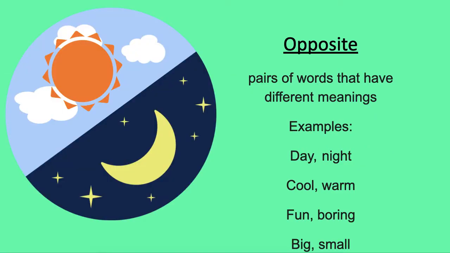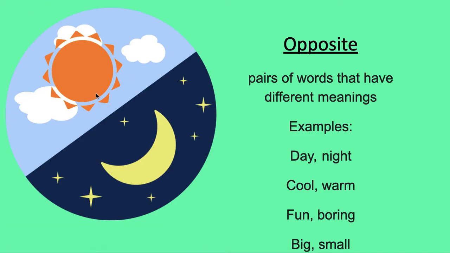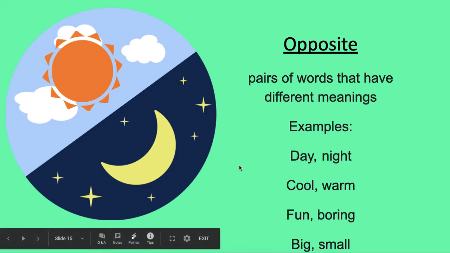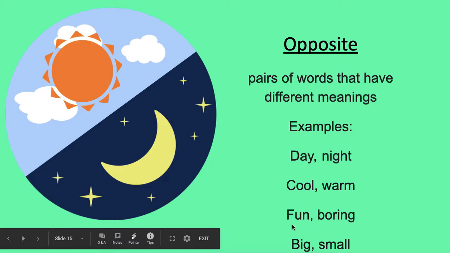Opposite. So opposites are pairs of words that have completely different meanings. So for example, if one of the words in the pair is day, then the opposite would be night. If the first word in the pair is cool, then the opposite is warm. If the first word in the pair is fun, then the opposite is boring. And if the first word in the pair is big, the opposite is small.